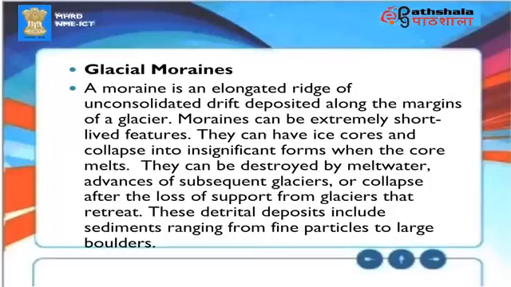Glacial moraines. A moraine is an elongated ridge of unconsolidated drift deposited along the margins of a glacier. Moraines can be extremely short-lived features. They can have ice cores and collapse into insignificant forms when the core melts. They can be destroyed by meltwater, advances of subsequent glaciers, or collapse after the loss of support from glaciers that retreat. These detrital deposits include sediments ranging from fine particles to large boulders.